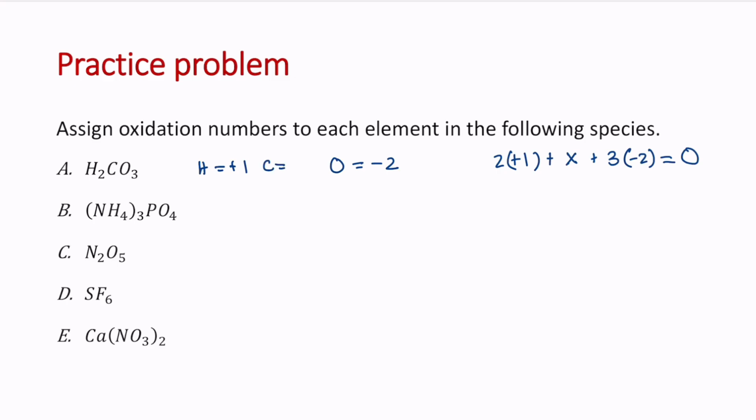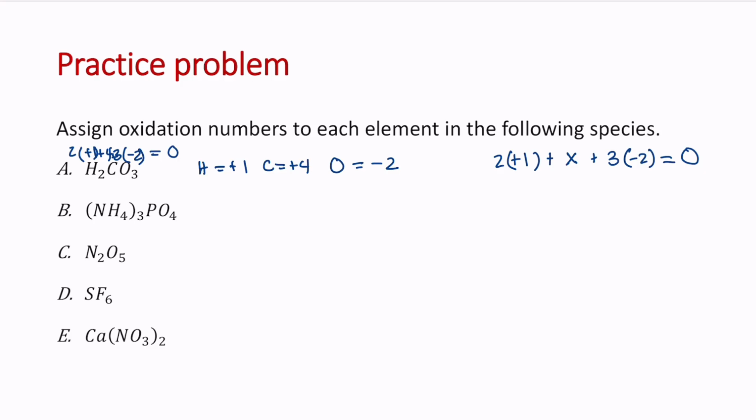So carbon is +4. Now, if I put that up here, hydrogen is +1, oxygen is -2. We're going to have three of these and two hydrogens. I have 2 plus 4 is 6, plus -6 is equal to 0. So you can always double check your work.